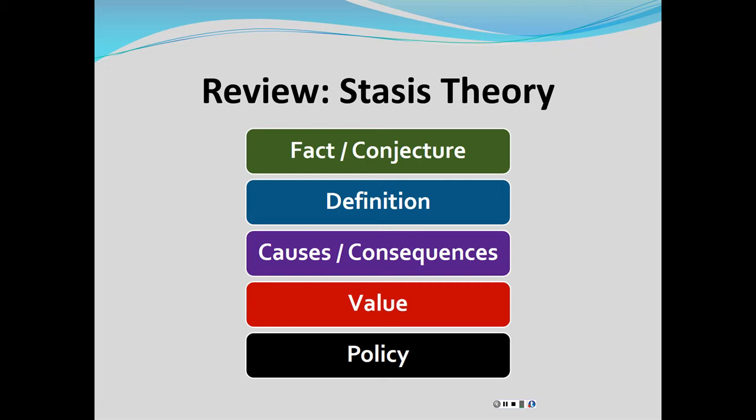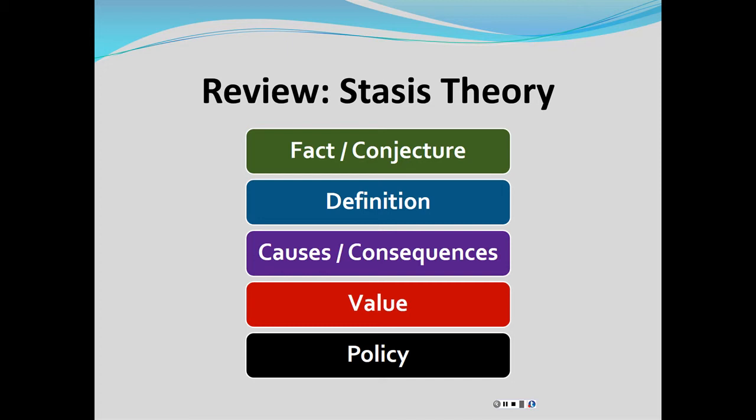The third one, stasis of causes and consequences, deals with X causing Y. That's pretty obvious for a lot of you. You can make causal arguments that if you do something, something else will happen. The stasis of value is where we argue about things that are good or bad, or ethical or unethical, or fair or unfair, or beautiful or ugly.